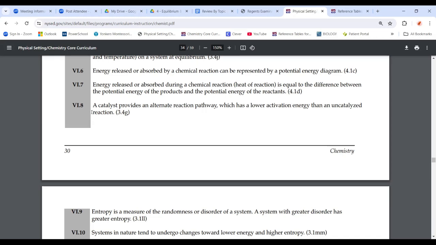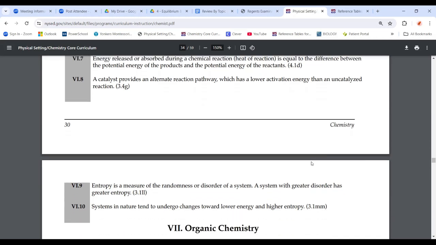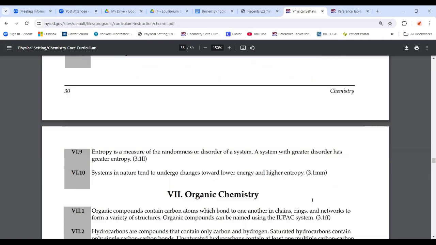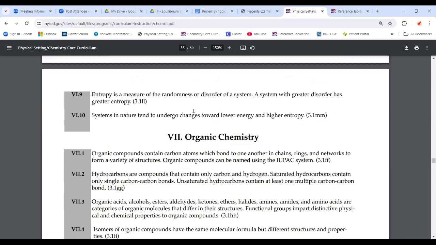So here it is. A catalyst provides an alternate reaction pathway, which has a lower activation energy. That's what they're going to be looking for. They're not going to be looking for you to just say it speeds up the reaction. That's like a seventh grade life science answer. Okay. We need you to move up to the more sophisticated answer now. Don't fall back on your prior knowledge for this.